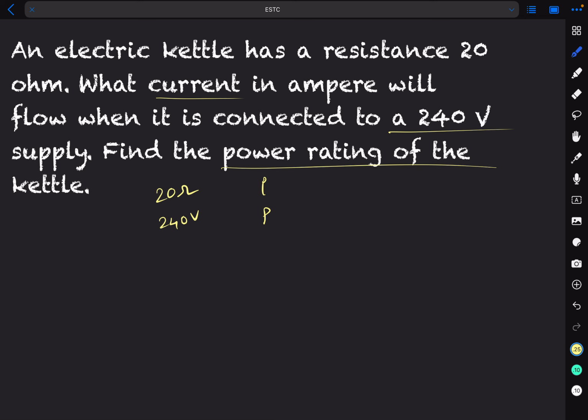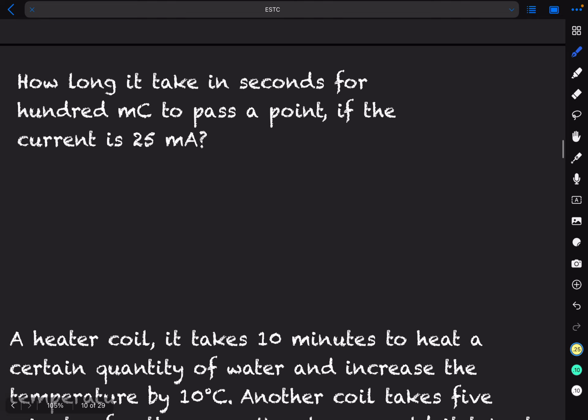Shall we? V is equal to IR from Ohm's law and I is equal to V by R. We have been given volt as 240 and resistance is 20. We have got the current. Yeah, it's 12 ampere. Now, we are supposed to find the power. Power is VI. We have got V as 240 and current is 12. That's an easy question.